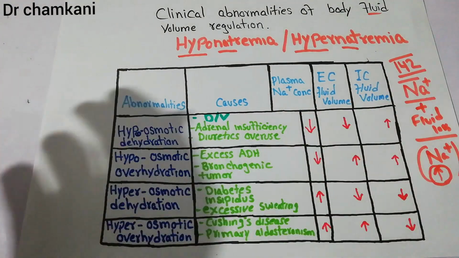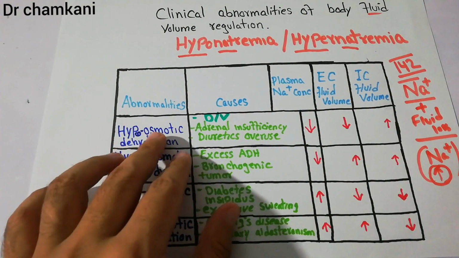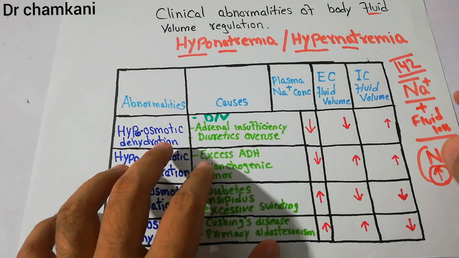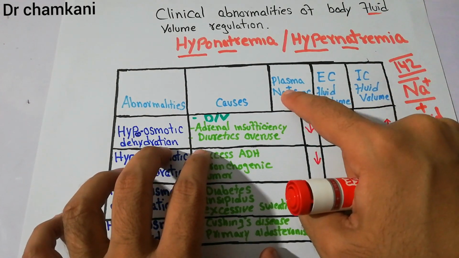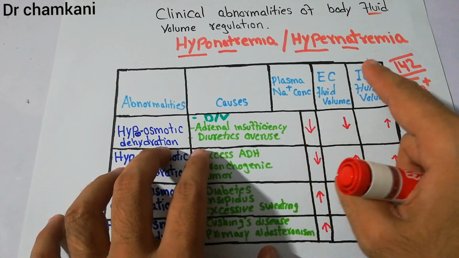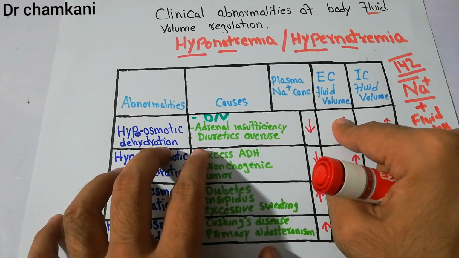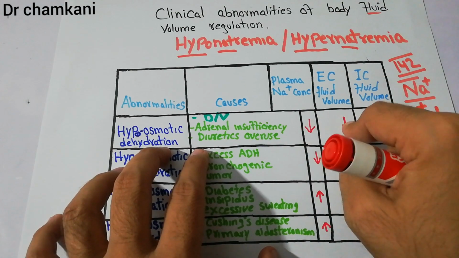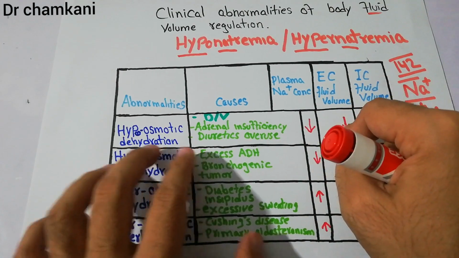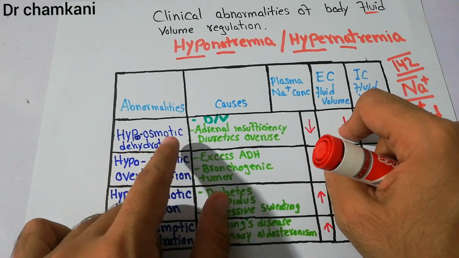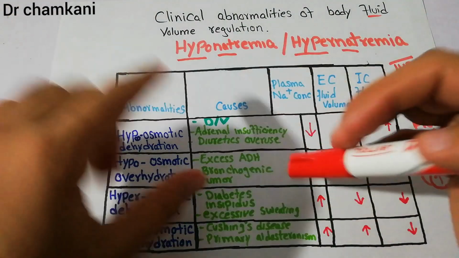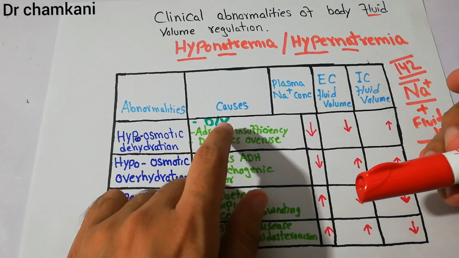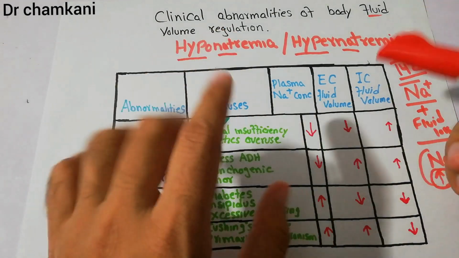Now, the conditions responsible for hypo-osmotic dehydration, in which there is sodium loss plus fluid loss. There is a decrease in the plasma sodium concentration, and there is also a decrease in the fluid volume. This condition is hypo-osmotic dehydration. And the causes are diarrhea, vomiting, adrenal insufficiency, and diuretic overuse.